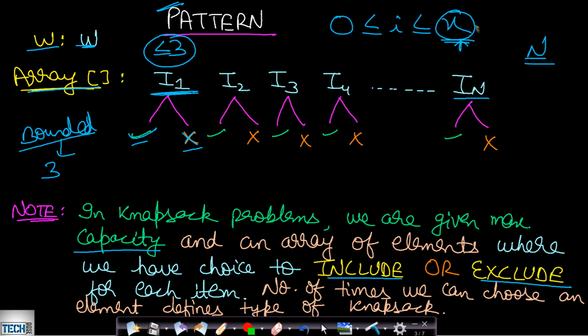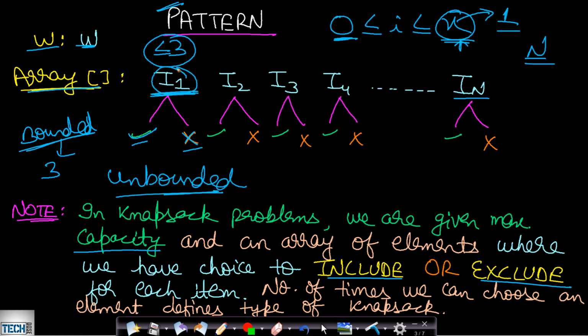But in a 0-1 knapsack, this x value will be equal to 1. So each item can be included exactly once and not more than once. We can even include it 0 times, but maximum we can include it 1 time. So you can see that 0-1 knapsack is a special case of a bounded knapsack. And for the unbounded knapsack, we can take each item any number of times. So we can make these selections any number of times. That is the case for unbounded knapsack.